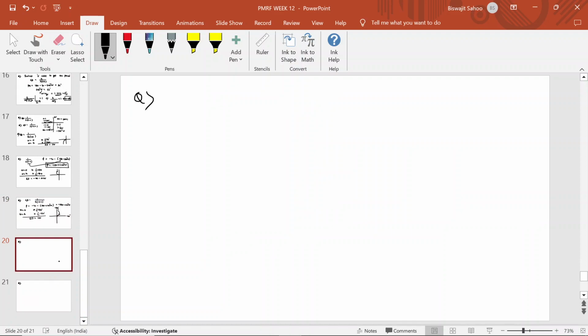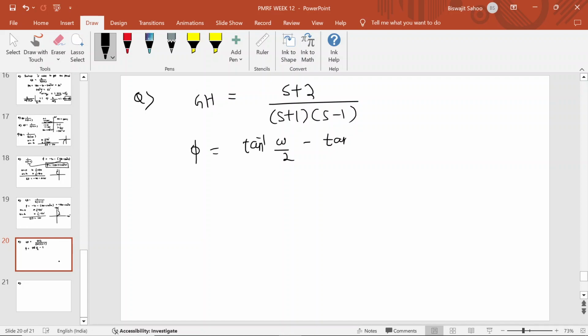If I give you another question, a typical question, just give me s plus 2 divided by s plus 1 and s minus 1. One term is negative here, you can check it out. So for the first step we have to find out the total angle contributed by the negative term as well as the positive term. The positive term, I am just writing for the numerator, will be tan inverse omega by 2, and first pole tan inverse omega, and the negative term will be 180 minus tan inverse omega. Simplify it and find out what is omega equal to 0.